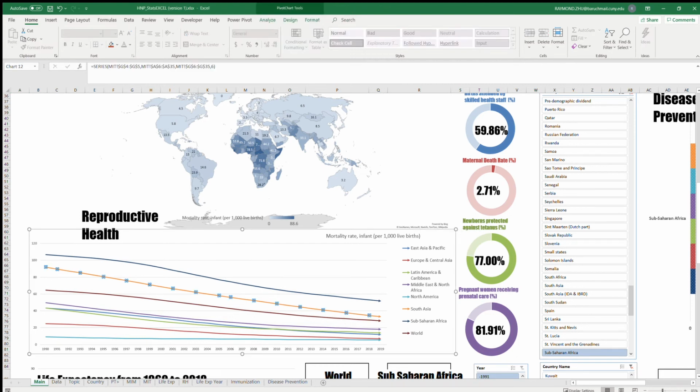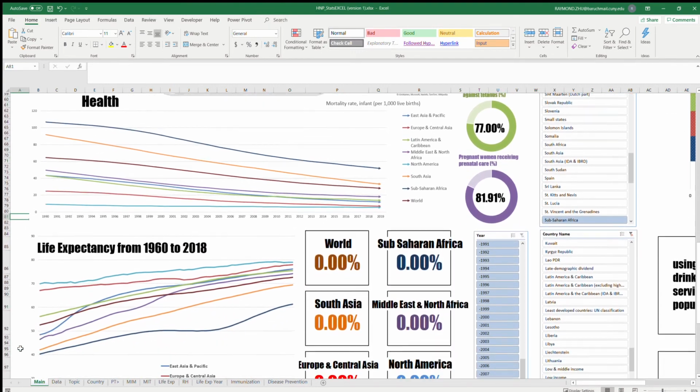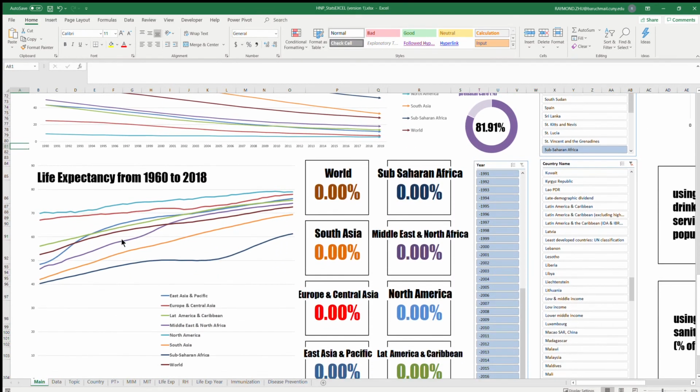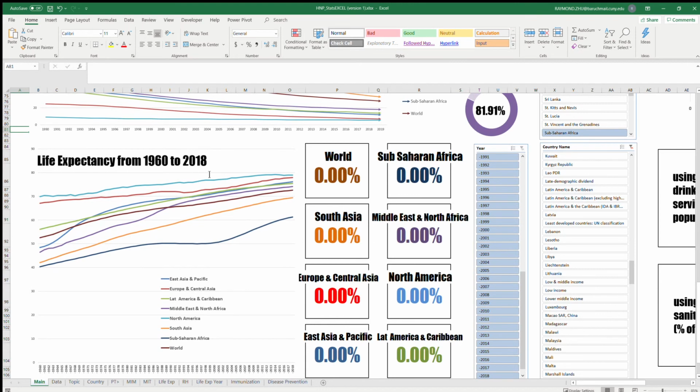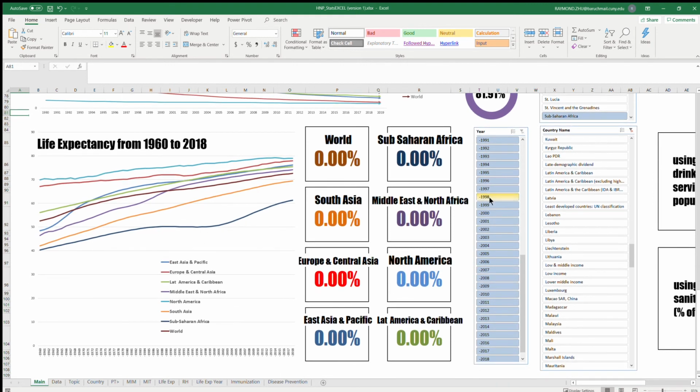So the next topic that I analyzed is the life expectancy from 1960 to 2018. And you can clearly tell from this line graph that life expectancy in different parts of the world is steadily increasing. So to see what the percentage of increase or decrease is from year to year, we can use the slicer on the right here to select 2 different years.